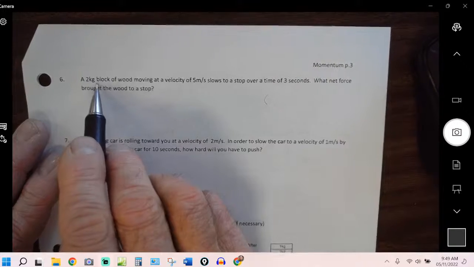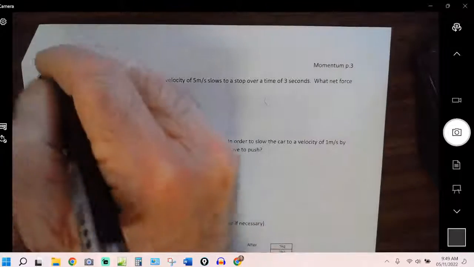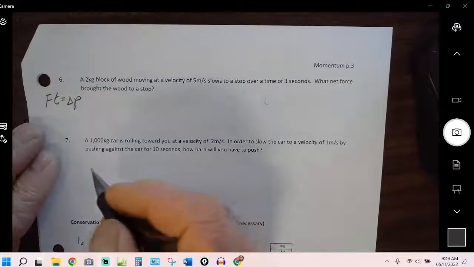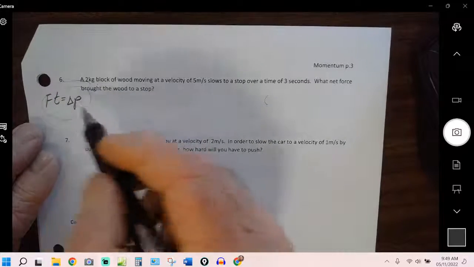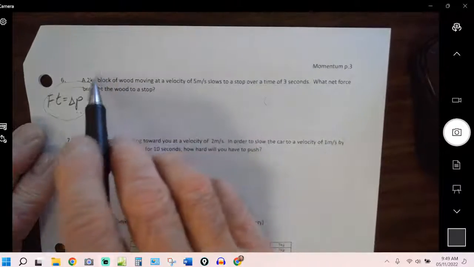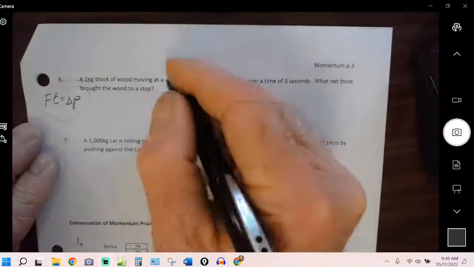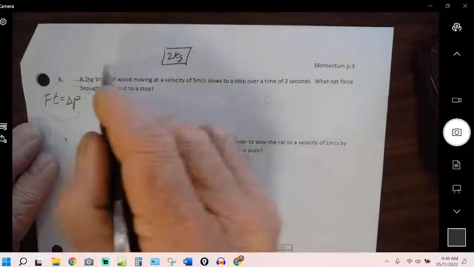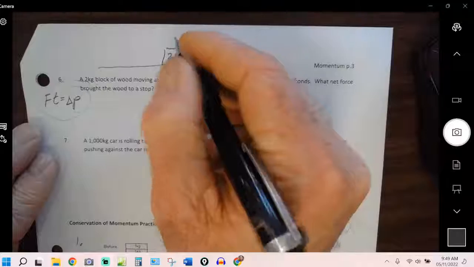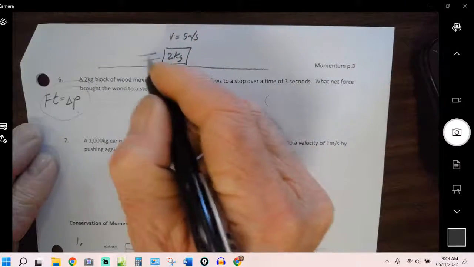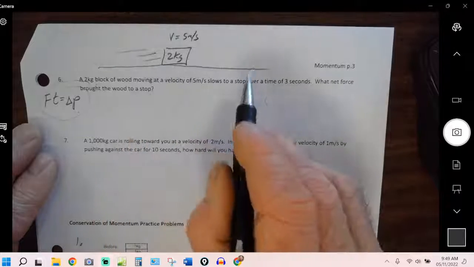So I'm telling you in the beginning, we're going to be using this. Ft equals delta P somehow. That's where this is all going. So that formula can solve this problem. But let me show you the problem. 2 kilogram block of wood. This sounds familiar. It should. It's moving at a velocity of 5 meters per second. So its velocity is 5 meters per second, and it's going to the right, sliding this way.